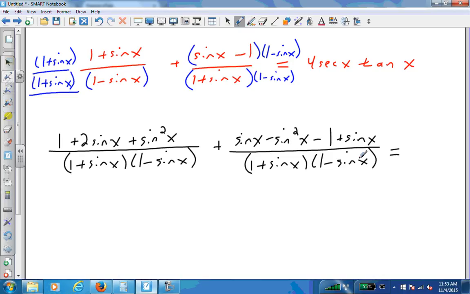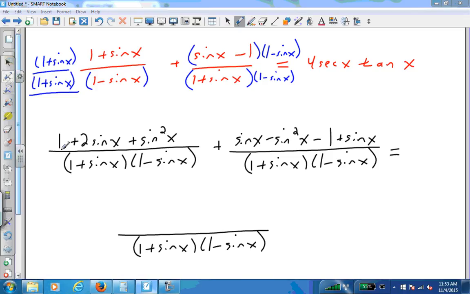So, all right. If we put these together, they both have that on bottom. We have a 1 plus a minus 1. What's going to happen to those? Those cancel. We have a sine squared minus sine squared, so those cancel. We have a 2 sine x, another sine x, so 3 sine x, another one, so 4 sine x.